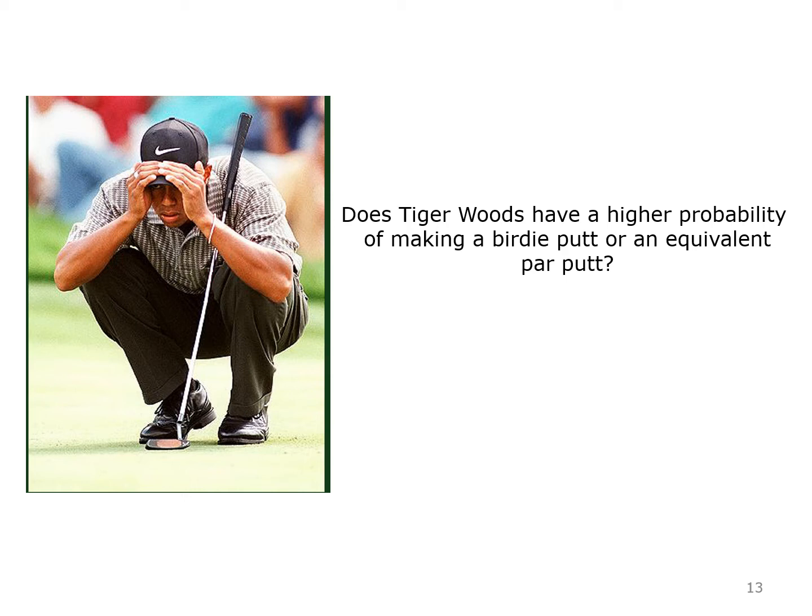For those not really too knowledgeable about golf, a putt is potentially the last shot you make. You might need to make 2 or 3 putts, but it's when you're very close to the hole and you're about to finish off the hole. You need to minimize the number of strokes to get the ball into the hole. So does Tiger Woods have a higher probability of making a birdie putt or an equivalent par putt? So a par is what a good golfer expects to get on a hole, and a birdie is a 1-stroke improvement over what a good golfer expects to get on a hole.